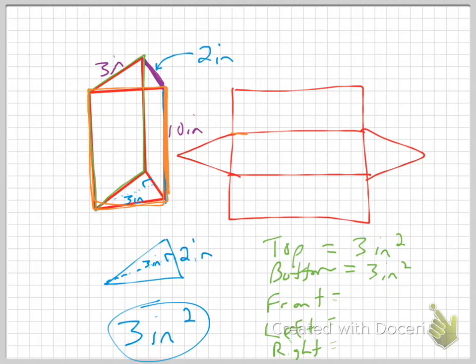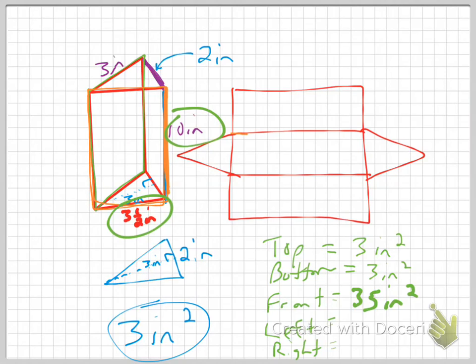No. I haven't told you yet. We'll say that it's 3 1/2 inches. Okay, so then what is the area of the front? What is it? 10 times 3 1/2? 35 squared inches. What's the left?